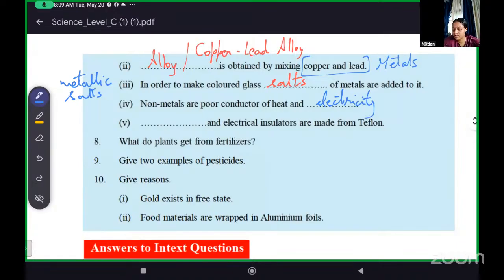Dash and electrical insulators are made from Teflon. What's made up of Teflon? Non-stick utensils.